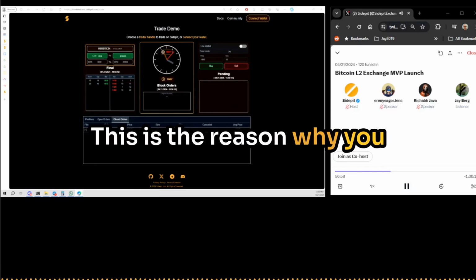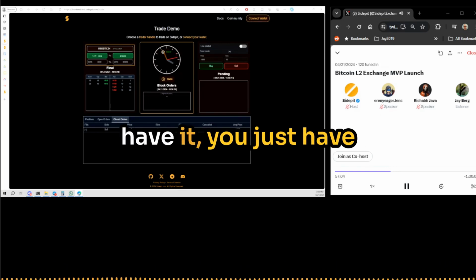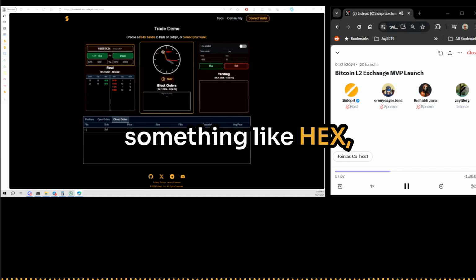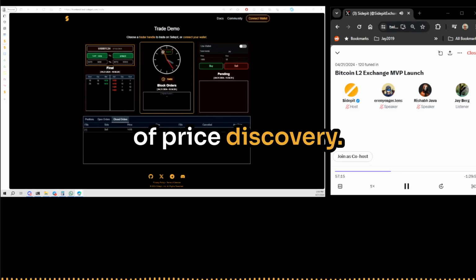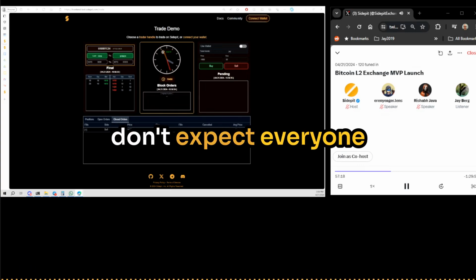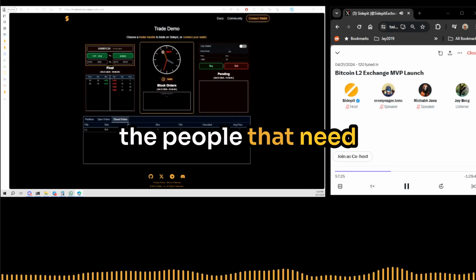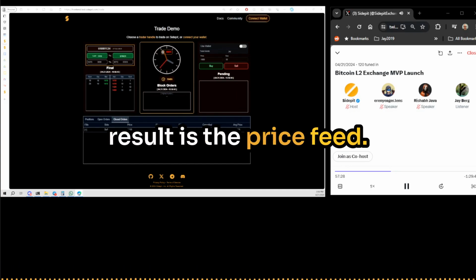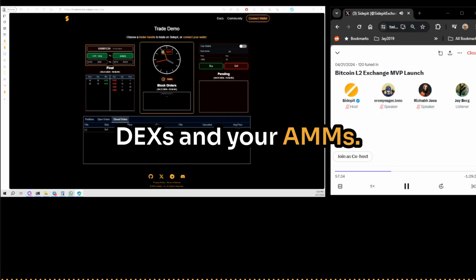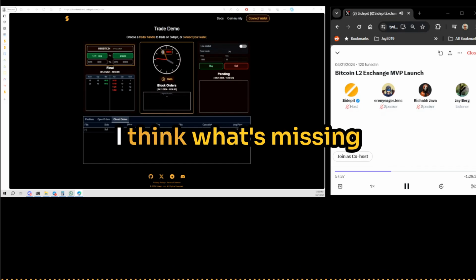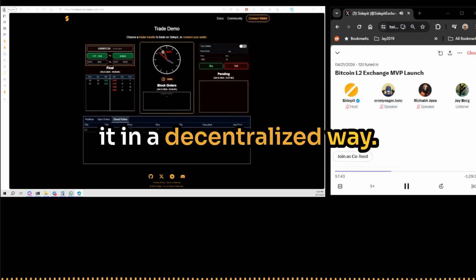This is the reason why you really want at least one centralized exchange. If you don't have it and you just have a decentralized exchange, you end up with something like Hex, which could be completely manipulated. So the whole purpose of an exchange is to have at least some sort of price discovery. With SciPid, we don't expect everyone to use it, only the professionals and the people that need liquidity, but the result is the price feed, so you could feed your perpetual swap exchanges and your DEXs and your AMMs. But with runes, what's missing is price discovery. That doesn't exist anywhere, and there's no way to do it in a decentralized way.